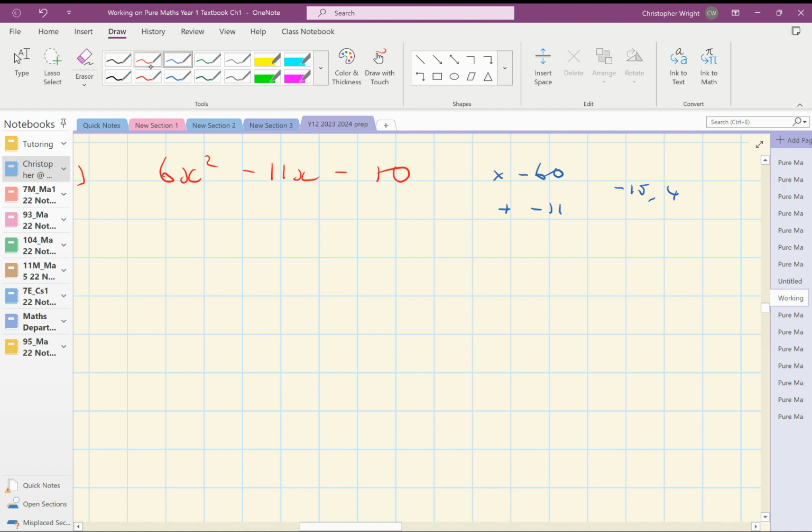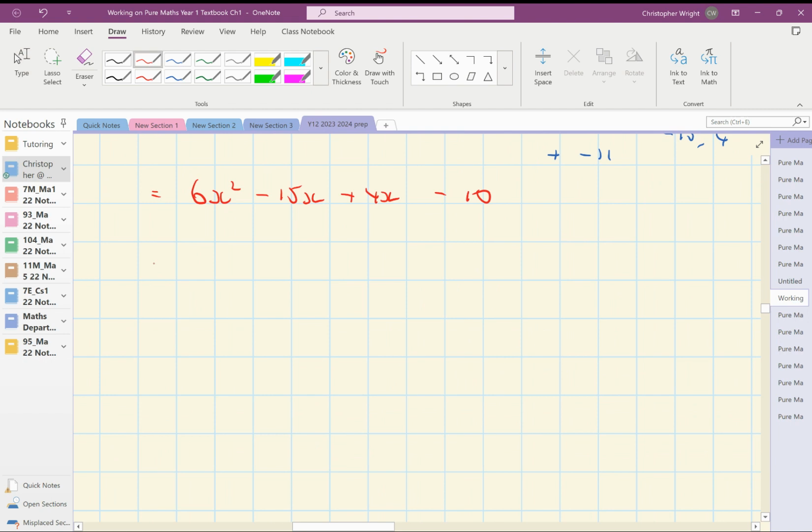So I'm going to take my expression, I'm going to copy down the x squared. I'm going to split these minus 11x's into minus 15x's and plus 4x's. Copy down the minus 10. Right, now I'm going to take these first two expressions here and factorize them. So what can I take out of that? Well, I can take out 3x, leaves me with 2x minus 5.